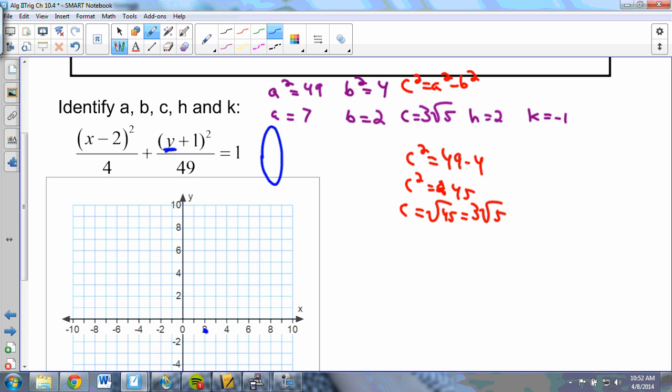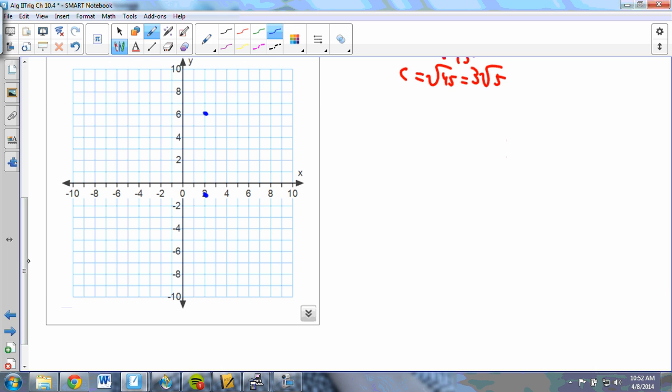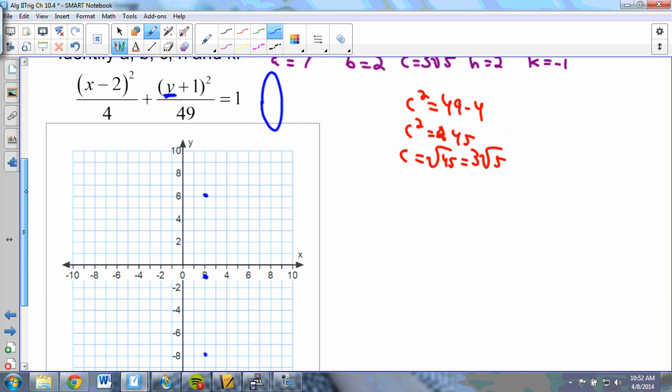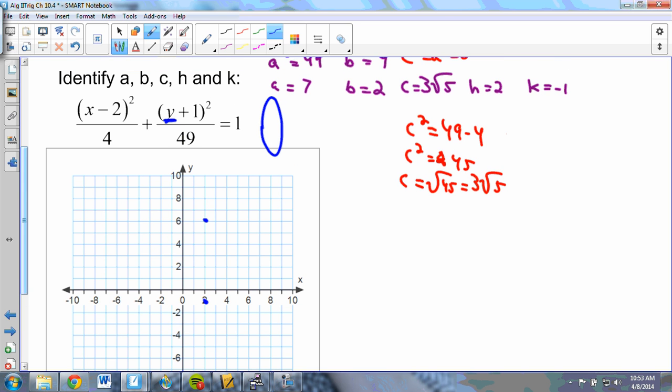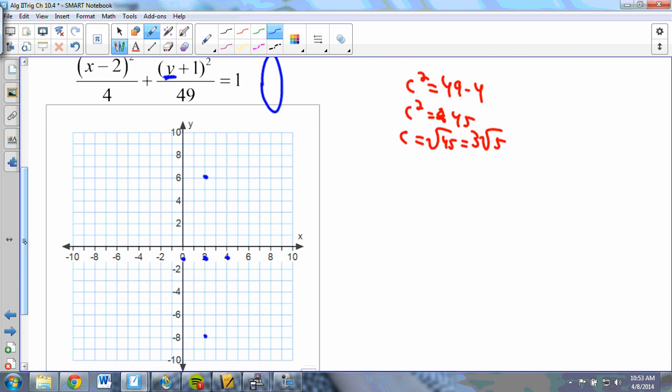7 and down 7. That's my A value, because A is 7. My B value is 2, so I'm going to go right 2 and left 2. That gives me my ellipse. Find a center, find an A and a couple distances, and you've got it.